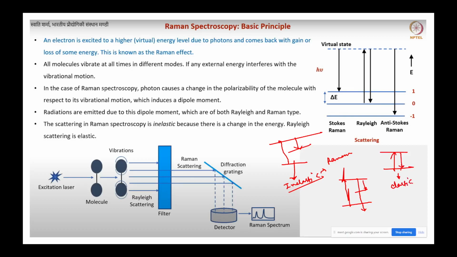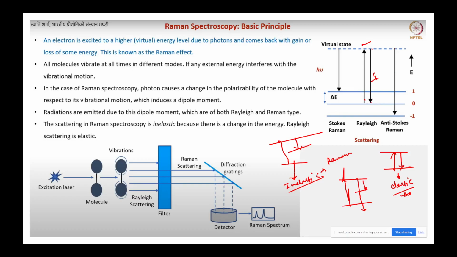Okay, so it is elastic scattering because here it is not losing or gaining energy. So Rayleigh scattering is elastic. So here you can see this is your Rayleigh: the electron is going and it is again coming back to the same position or the same level. So it is your elastic.